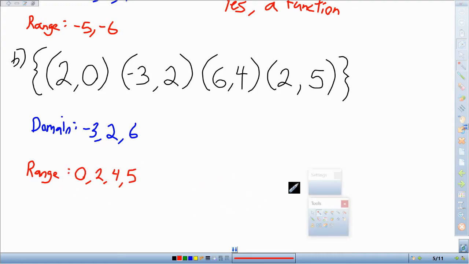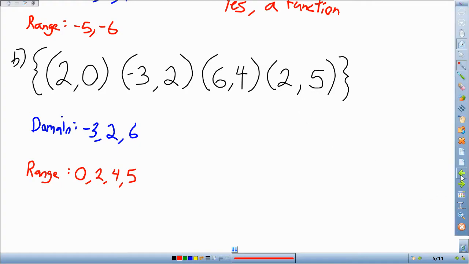Okay, so easy enough on that. Next question is, is this thing a function? Okay, well, here's what I notice. I notice I have repeated x values, repeated inputs. And that means 2 has an output of 0 as well as 5.